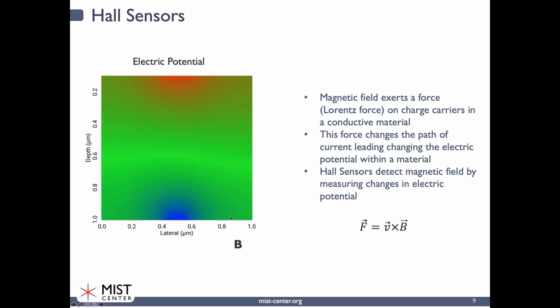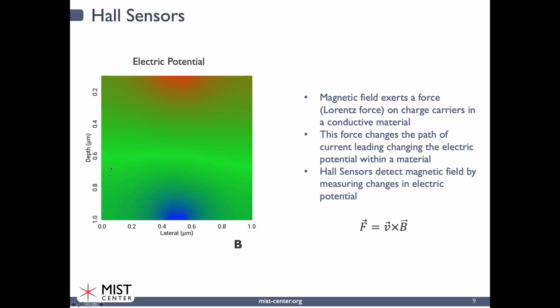Now, we've also been working on Hall sensors, and Hall sensors use basically the Lorentz force. So there's a magnetic field that's applied to basically a resistor structure in and out of the plane of this device. So this is a simple two-dimensional picture of what the device would look like, plotting the electric potential here as a function of space. So again, the magnetic field is out of the screen.